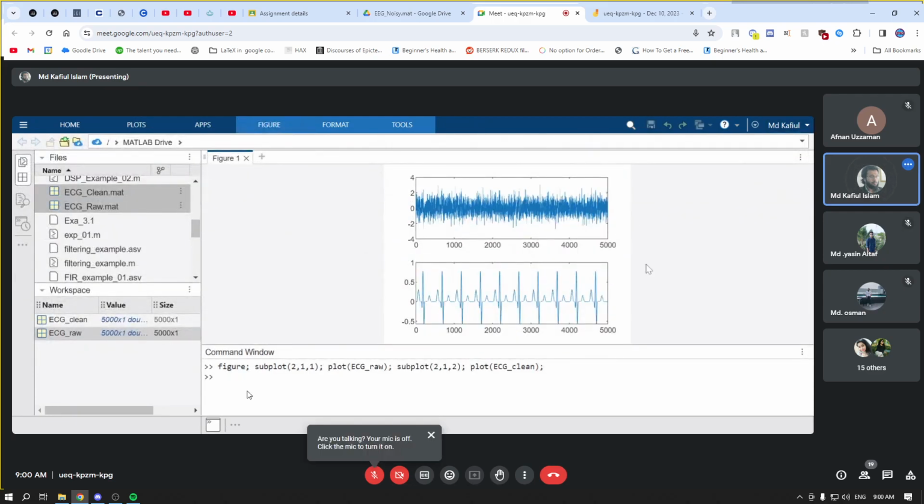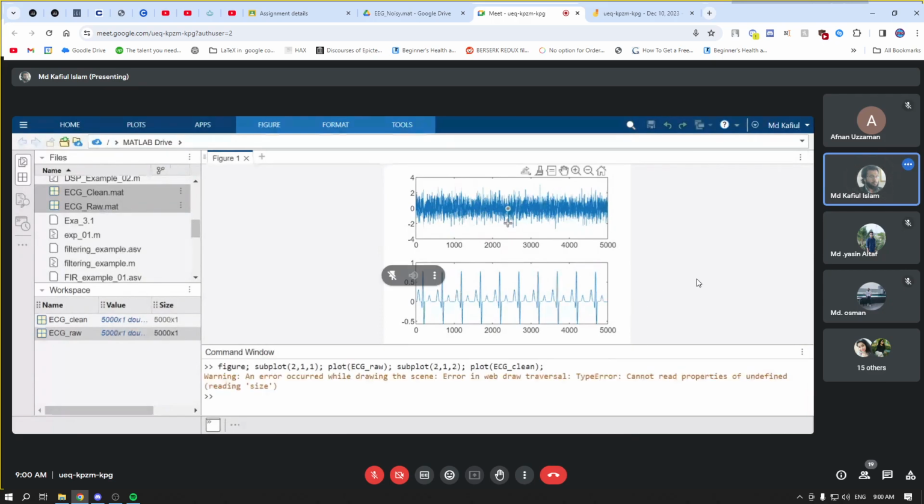Okay. So you see that this is an ECG clean signal, so that is what it looks like. But how about the raw signal? Is there any trace of whether there is an ECG? Hardly can you see that, right? Very, very noisy, right? Do you agree?